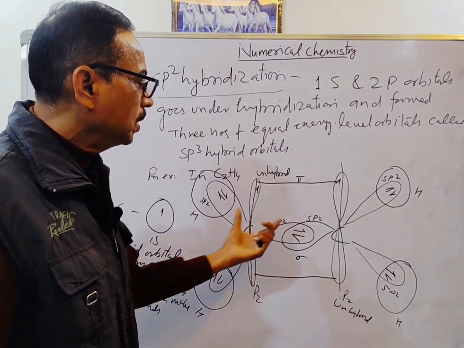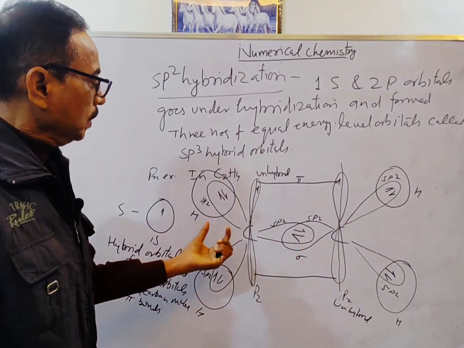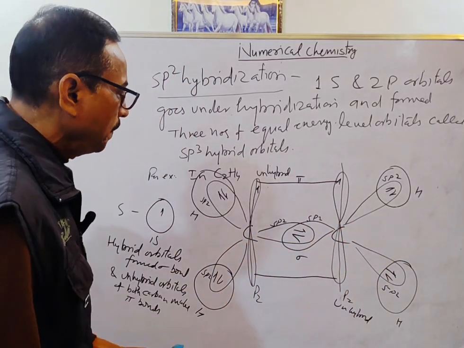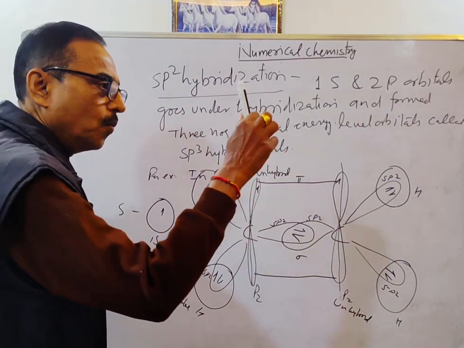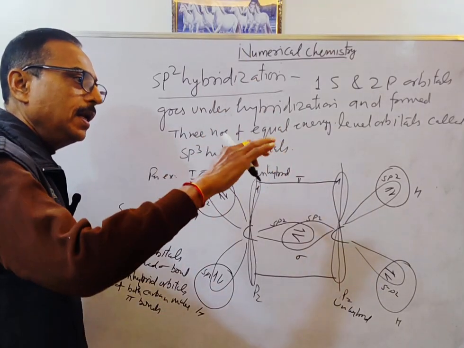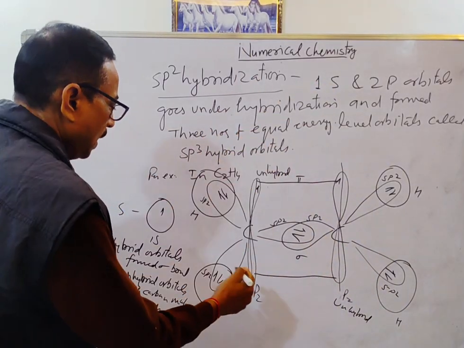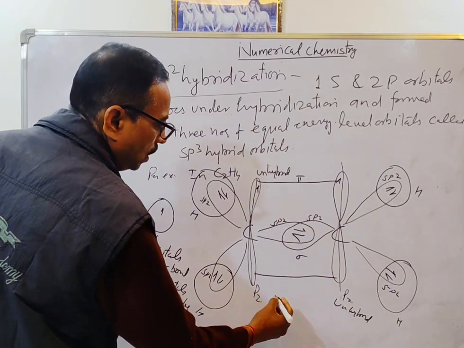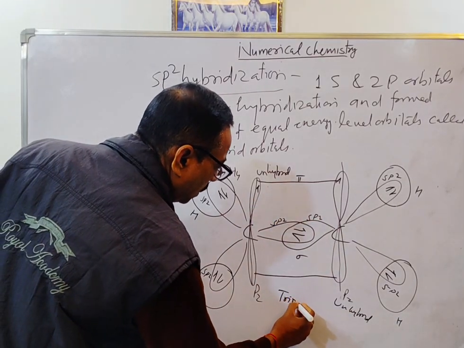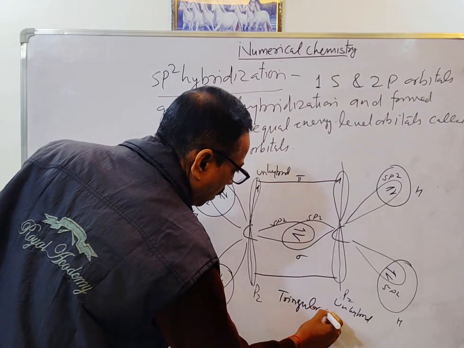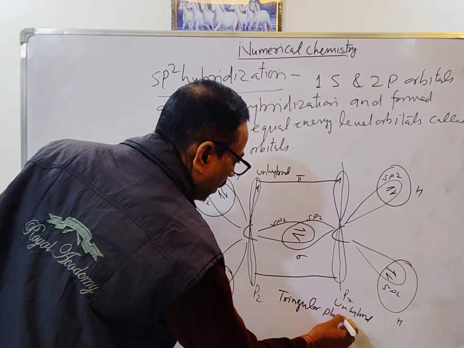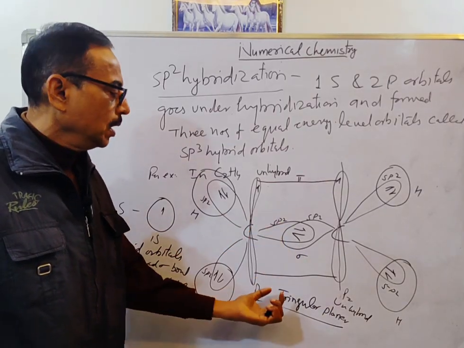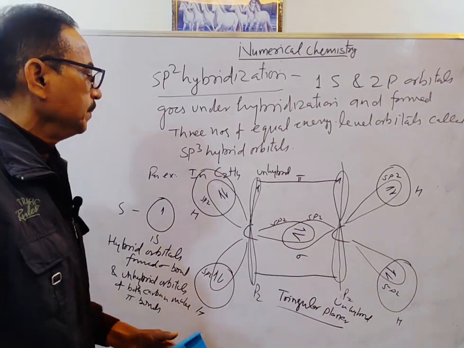Now we see the structure of this. This is triangular planar. What will the shape be? Triangular planar. In one plane, this is triangular planar. Shape of sp2 hybrid orbitals: this is triangular planar. This molecule with sp2 hybrid will be triangular planar.